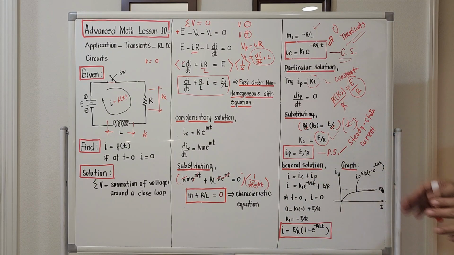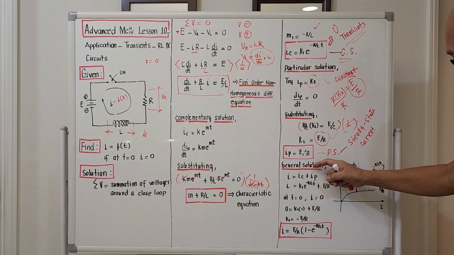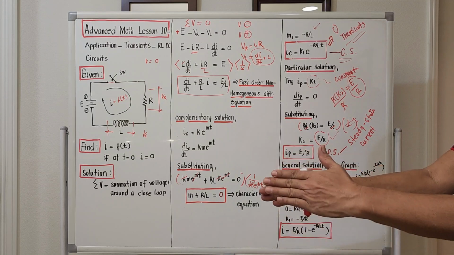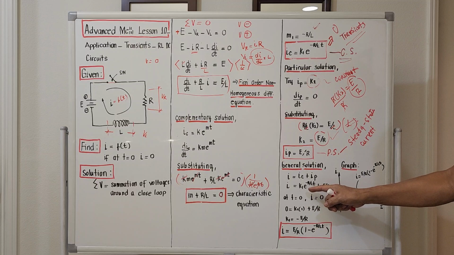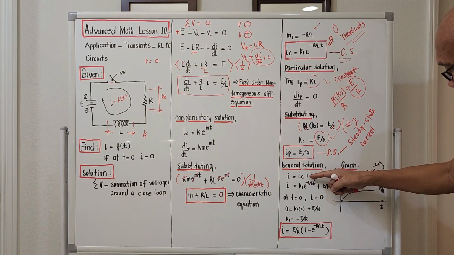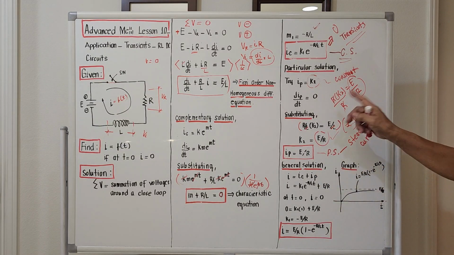To bring out the general solution, the total general solution will be the complementary solution plus the particular. That's our concepts from lesson number 1 to number 9. The complementary solution is K1 e raised to minus R over L times time, plus the computed value of the particular, which is E over R.